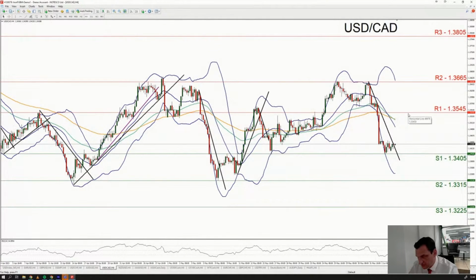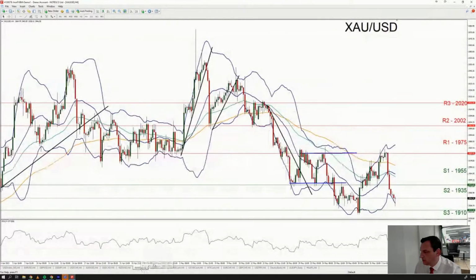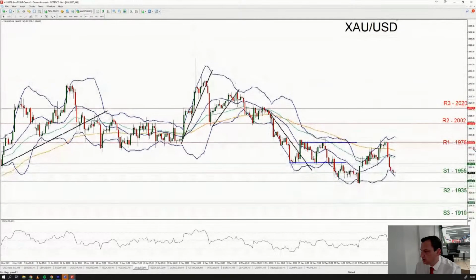Once again, though, such a scenario for the time being is improbable, but still a possibility. Okay, let's have a look at the Kiwi. Actually, you know what? Let's skip the Kiwi. Let's have a look at gold. Gold, which has been dropping. We are talking about the 4-hour chart.